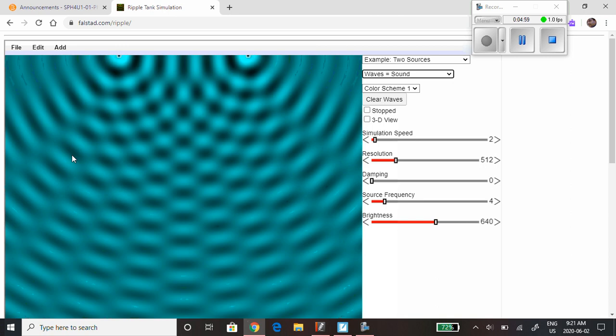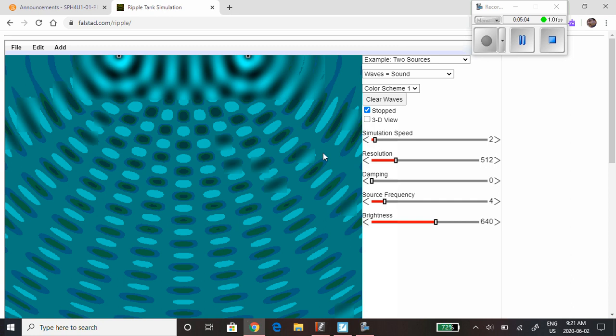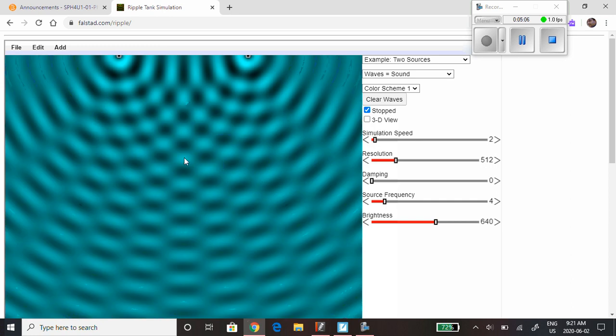Now, here is the pattern I was talking about. Let me stop it for you. In this area right here, you have an area of constructive interference where crests from one meet crests from the other source, troughs from one meet troughs from the other source continually. This is an area of constructive interference. Here's another area of constructive interference. It's demonstrated by being either very, very bright and then very, very dark. Very, very bright and then very, very dark. And you will see the pattern is symmetrical.